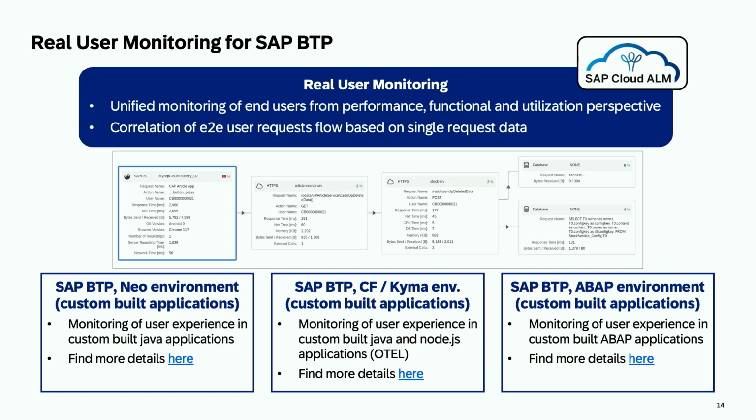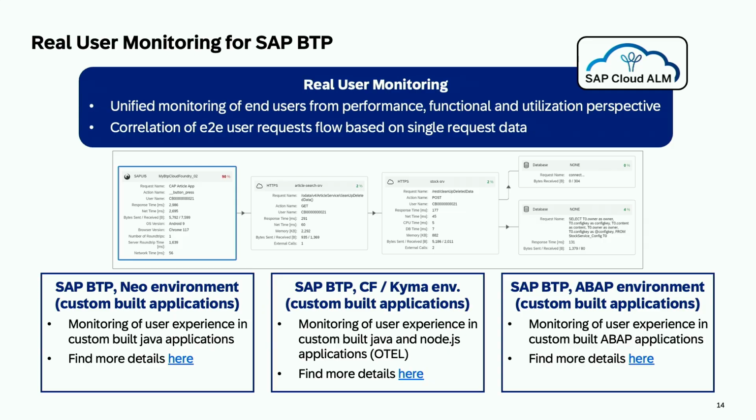Again, also here we have this deep integration in the cloud logging service, and also here we are supporting Neo, we are supporting Cloud Foundry and Kyma and ABAP. And by the way, also to mention this, OpenTelemetry hooks in particular for Cloud Foundry and Kyma. This means for real user monitoring, we are using complete standard OpenTelemetry. We do not have to add something. This is quite interesting. So it's really working out of the box without SAP-specific extensions.